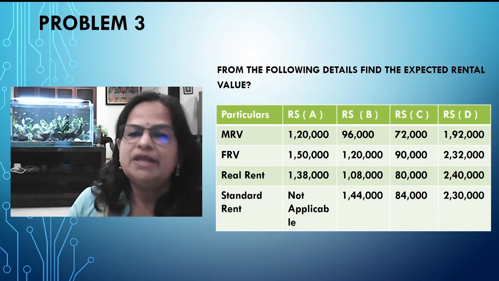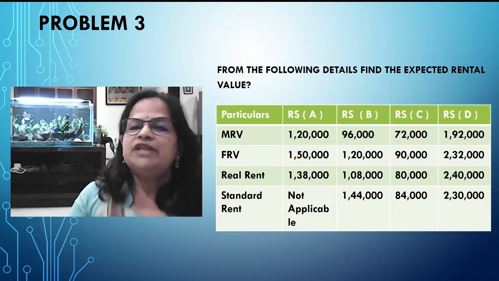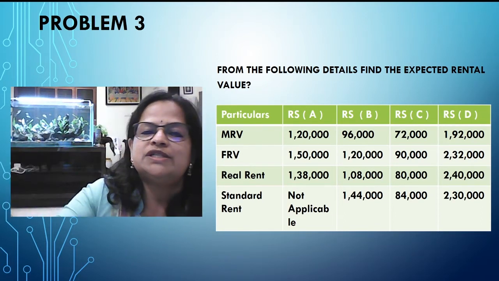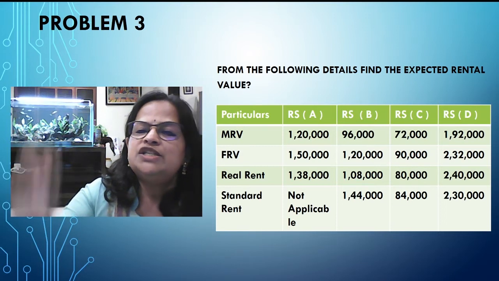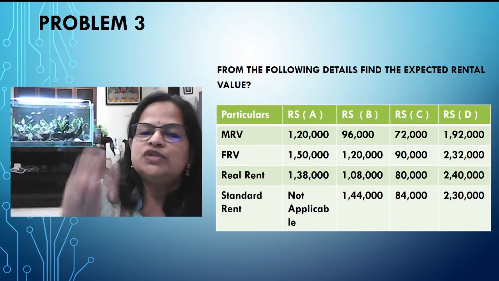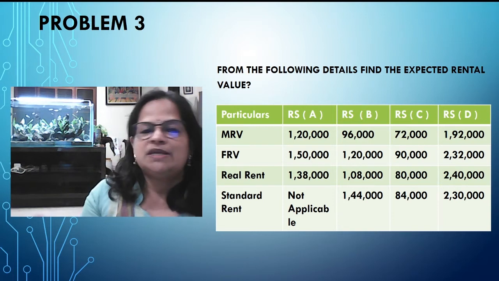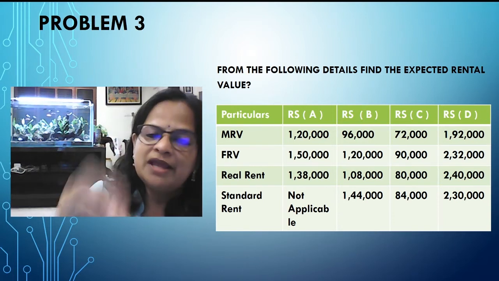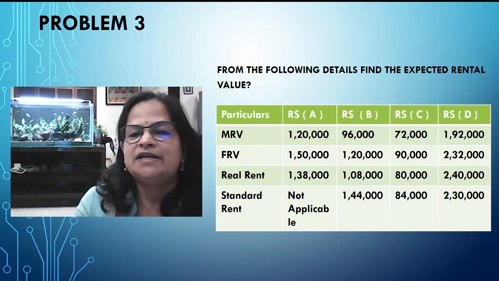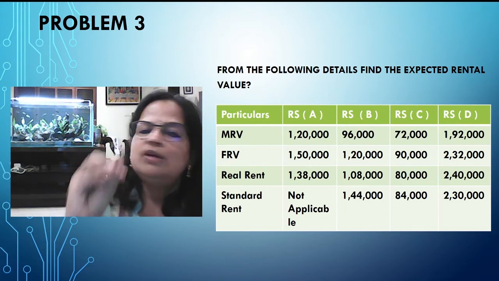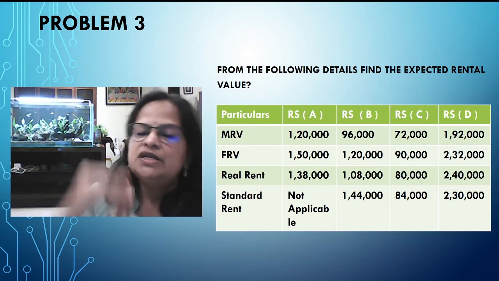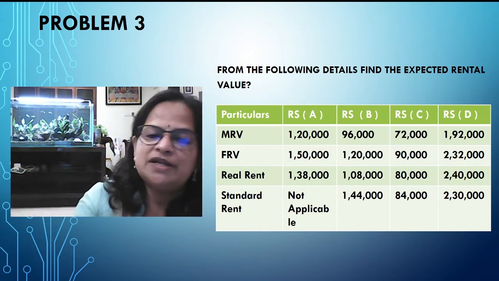Now problem 3. From the following details, find out the expected rental value. I have divided this into 4 situations: situation A, situation B, situation C and situation D. So it's like doing 4 problems. Municipal rental value is there, fair rental value is there, real rent is there and standard rent is there. In situation A, only municipal rental value, fair rental value and real rent are there. Just like the previous problem, standard rent is not there.